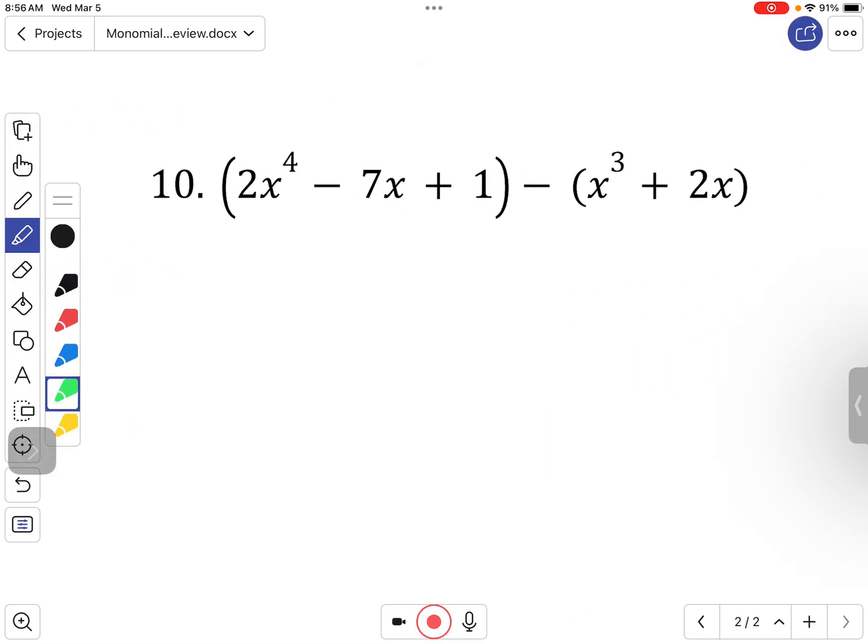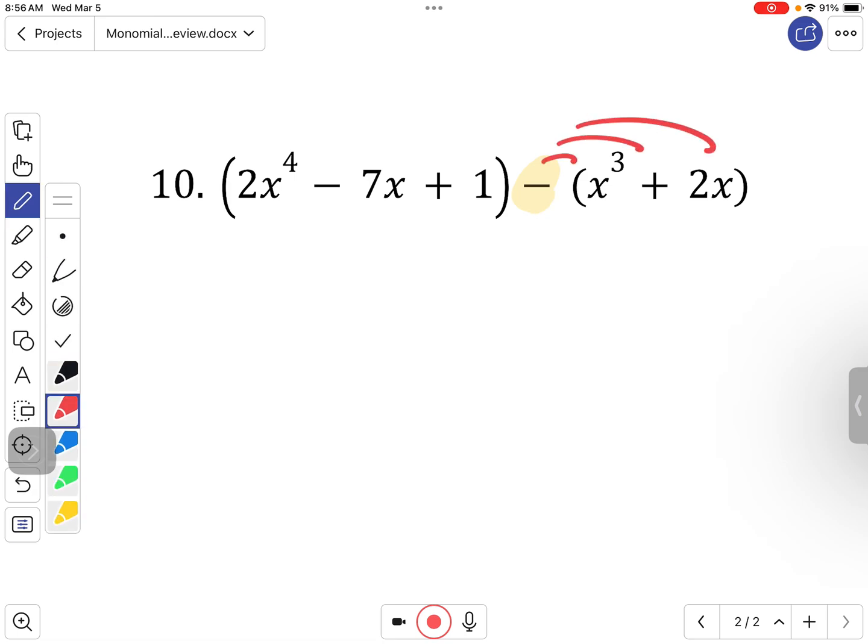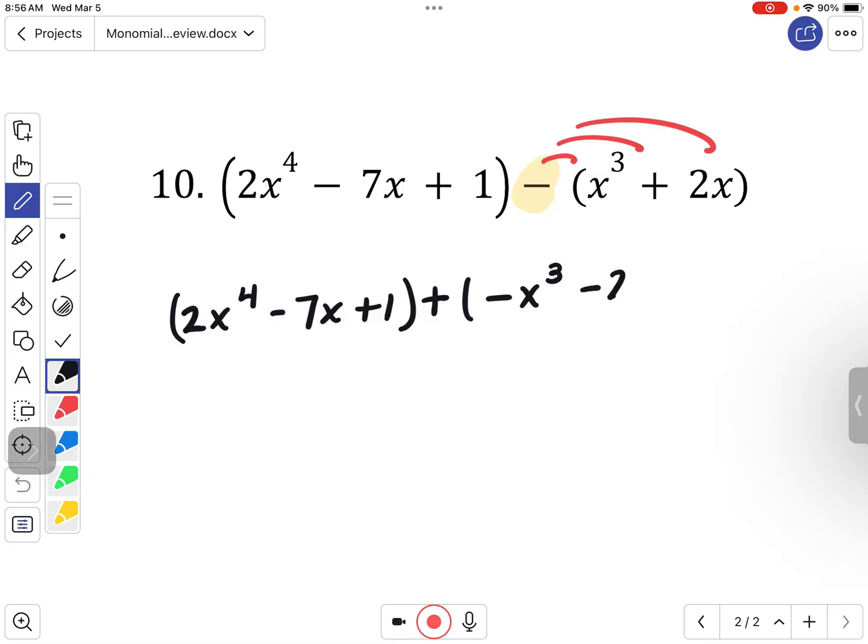When I look, I have that minus in the middle. So I don't want that minus in the middle. That minus will have to be distributed to each piece. But before we do that, we're going to write our first set exactly like it is. So I'm going to say 2x to the fourth minus 7x plus 1. My subtraction in the middle turns to a plus. Now I'm going to do the opposite of every sign that was inside that second set of parentheses. So I have negative x to the third minus 2x.